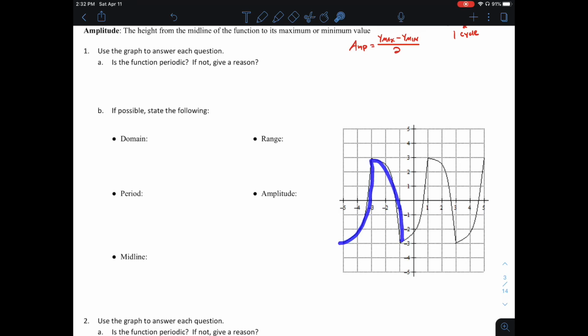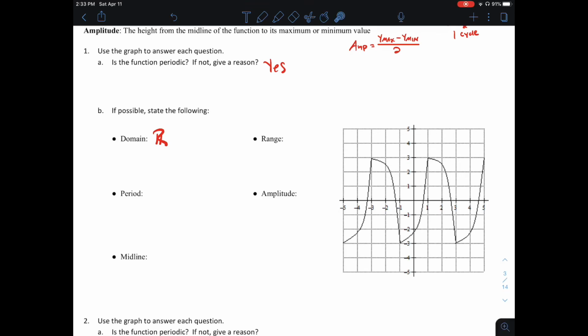Here's a cycle, and then it repeats. It's identical. And then it repeats. It's identical. So yes, this is a periodic function. Don't have to give a reason why if it's yes. What's the domain of this function? Well, it's implied, since this graph goes all the way to the end of this coordinate plane that you see here, that this is going to go forever left and right. So the domain for this, we could say negative infinity to infinity, or we could say all real numbers.